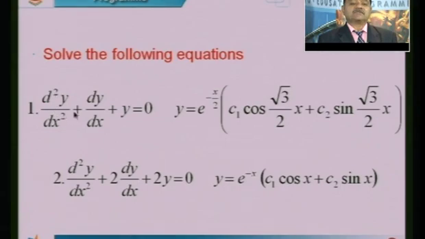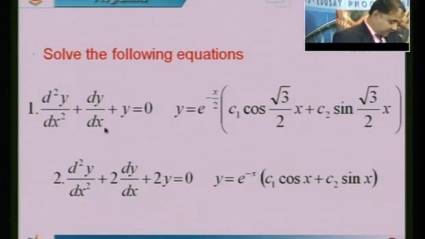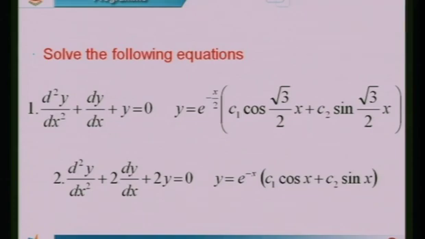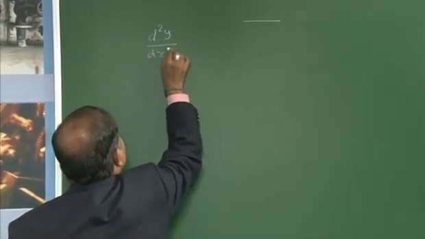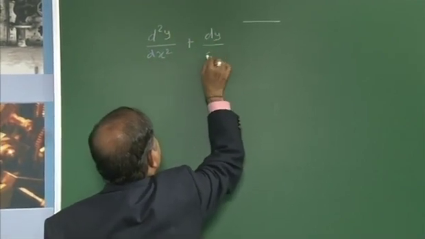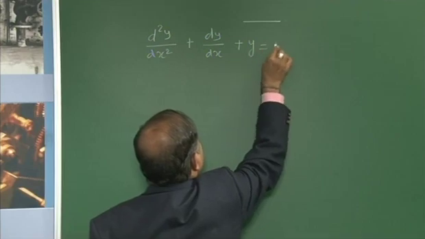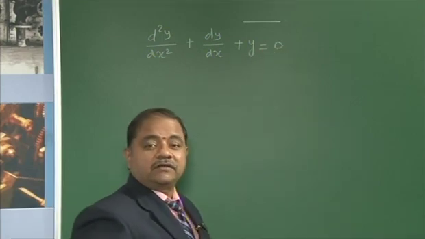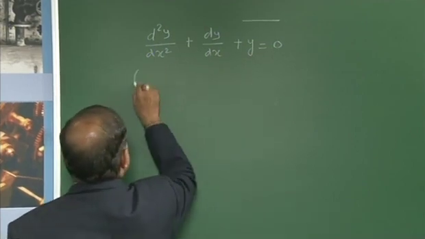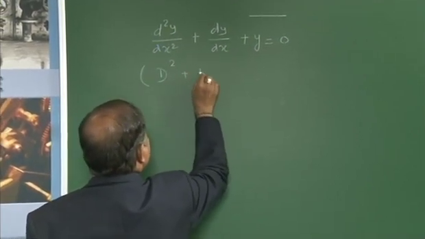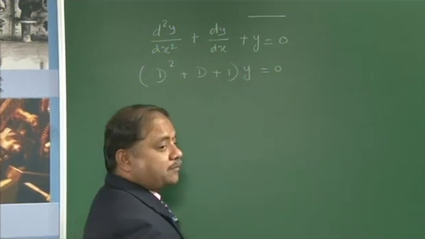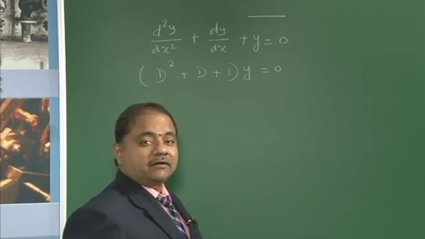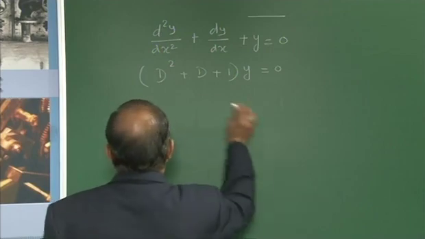d square y by dx square plus dy by dx plus y is equal to 0. This is the differential equation. What is its standard form? D square plus D plus 1 into y is equal to 0, where capital D is the differential operator d by dx. These things we have seen.